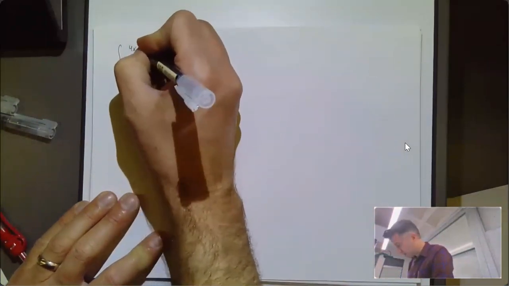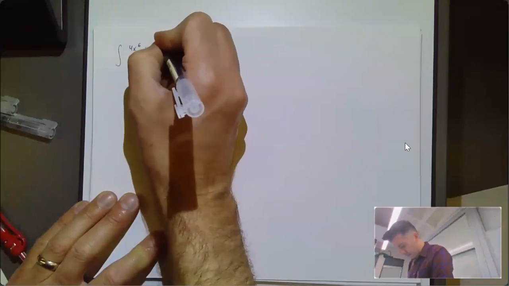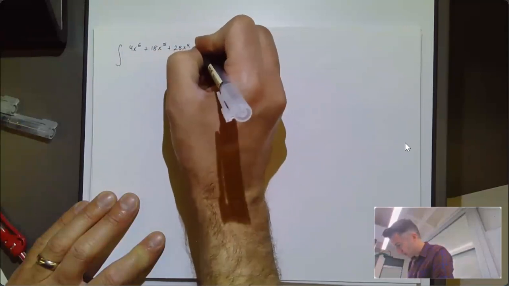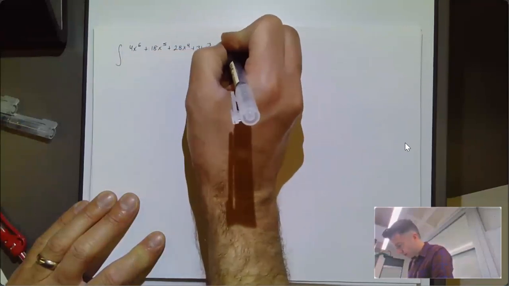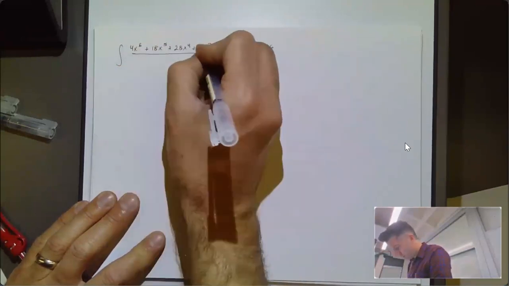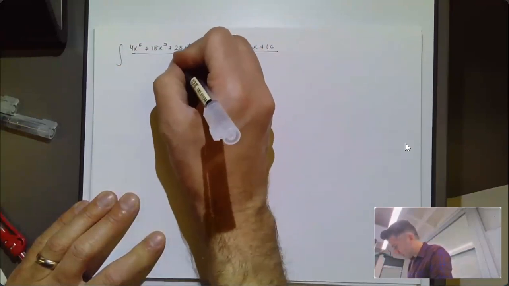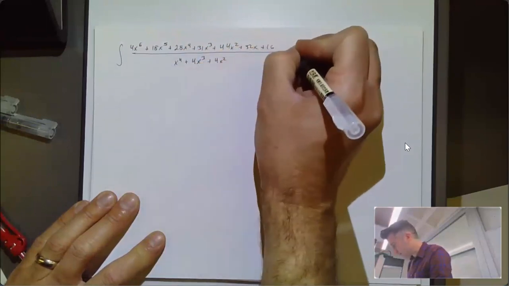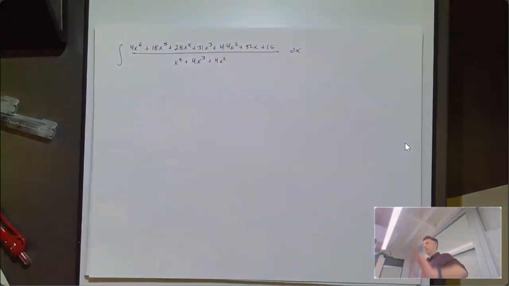4x to the 6th plus 18x to the 5th plus 28x to the 4th plus 31x cubed plus 44x squared plus 32x plus 16. Wow. Divided by x to the 4th plus 4x cubed plus 4x squared. Okay, here's the good thing about this problem. Probably, when they're as gross as this, usually it means someone has actually taken the time to make sure that the numbers turn out not terrible.